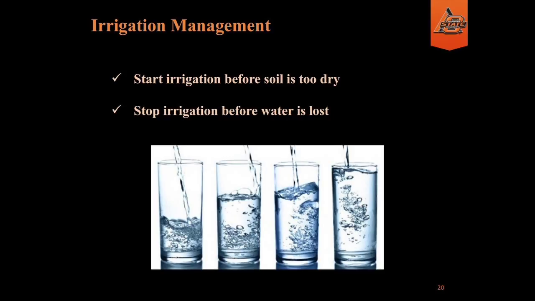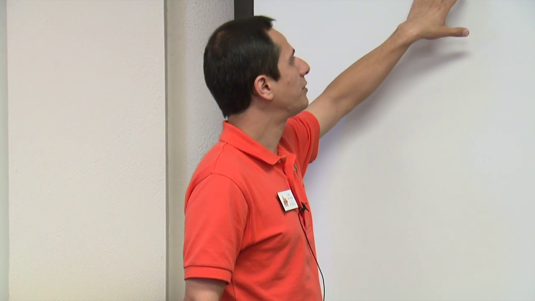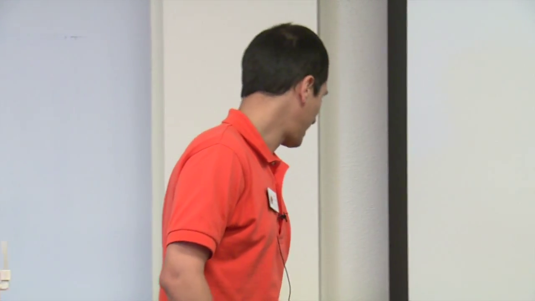Now, the main approach for irrigation management and improving it is to start irrigation before the soil is too dry, so you don't lose yield, and to stop irrigation before water is lost. Most of the time, our growers do a pretty good job with the first part, but when to stop irrigation, we really don't do a good job on that, and that's everywhere in the world you go.